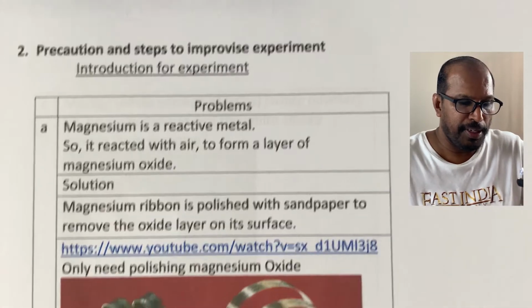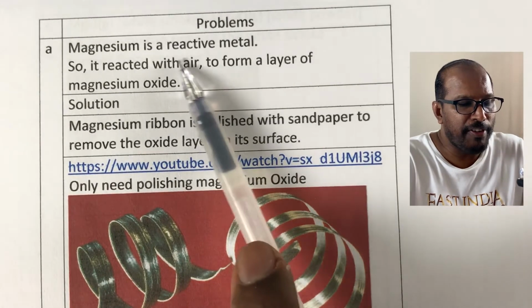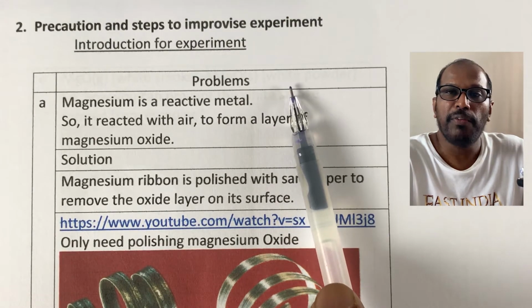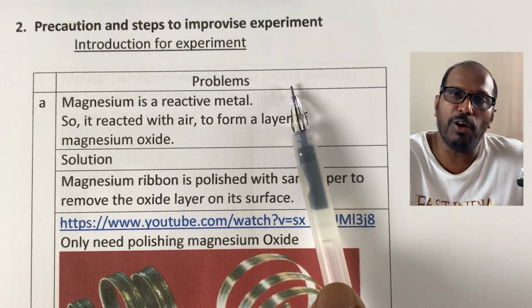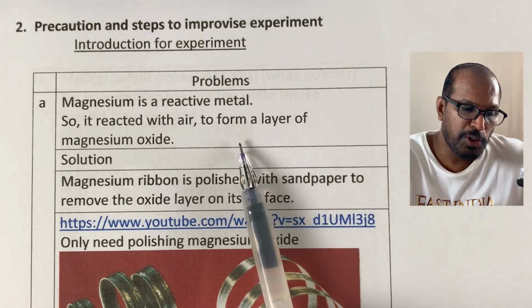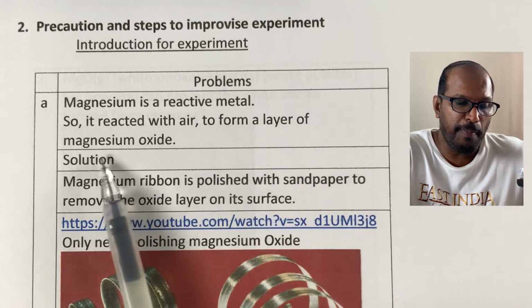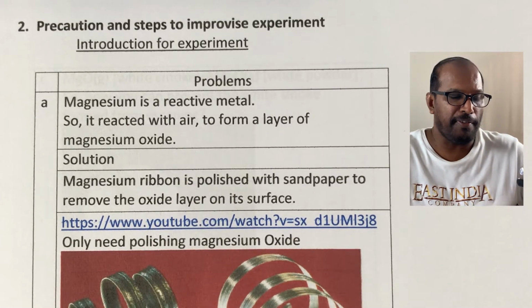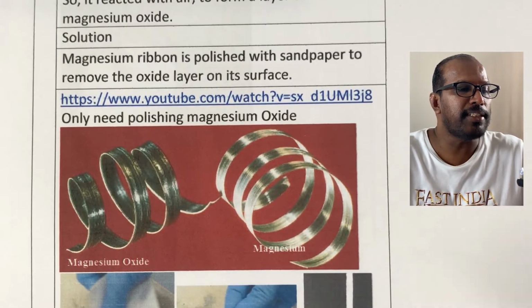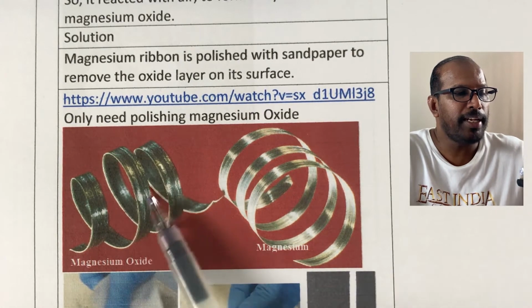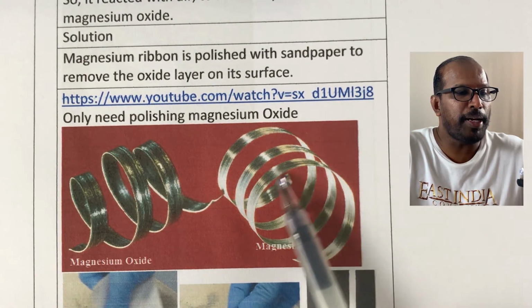One of them is that magnesium is a very reactive metal. That means we cannot find this metal in its pure form, as it has already reacted with the air to form a layer of magnesium oxide. Therefore, the picture will look like this. This is how the magnesium oxide looks, and this is how pure magnesium looks.